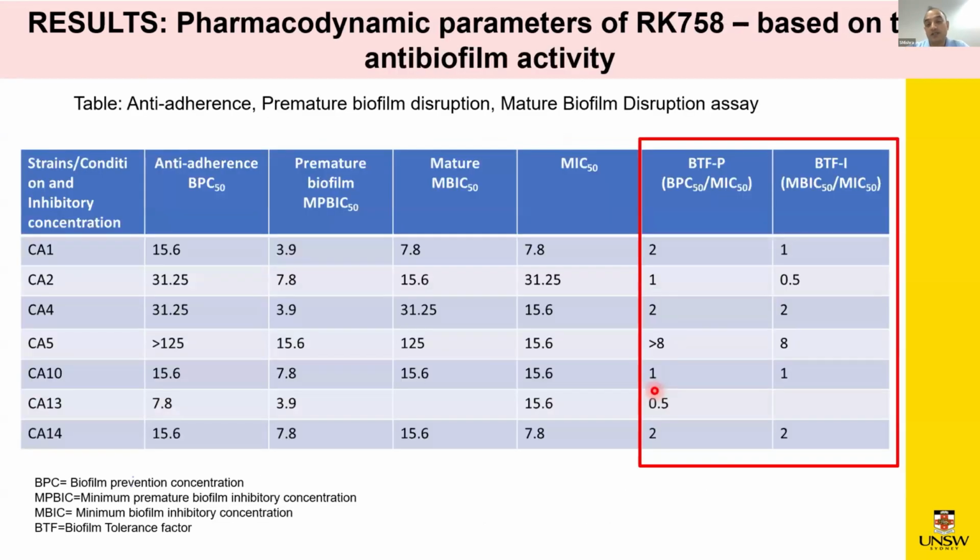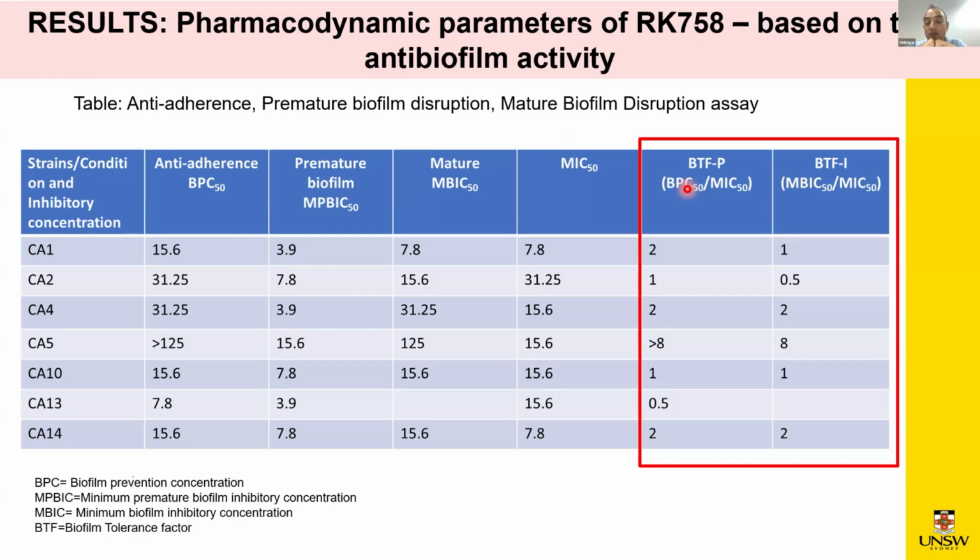Now, to see if these agents are effective not just against planktonic cells, but also against biofilm formation or to prevent the attachment of Candida to any surface, we did anti-adherence, premature biofilm disruption, and mature biofilm disruption assays. I would like to focus here. We can see that at more or less the similar concentration, ranging from 0.5 to 8 sometimes, but more or less 0.5 to 2 times the MIC that was effective against planktonic cells, these compounds were very effective to eradicate mature biofilms.